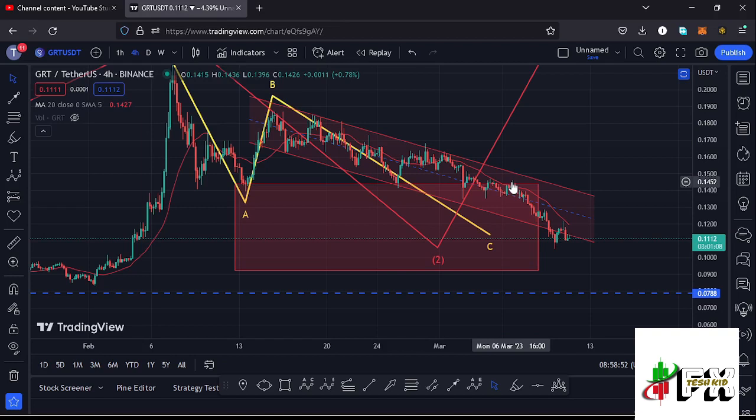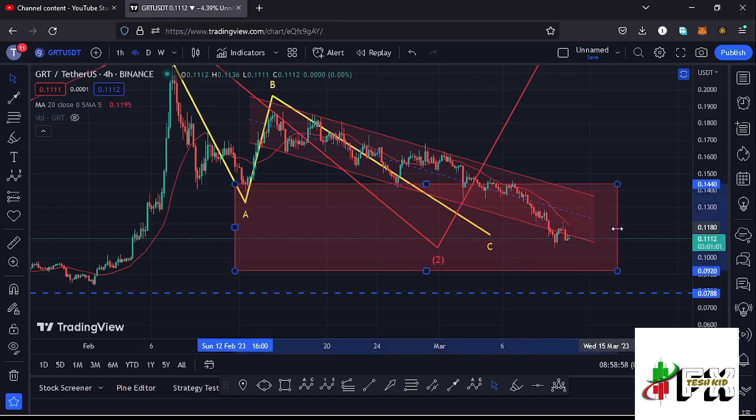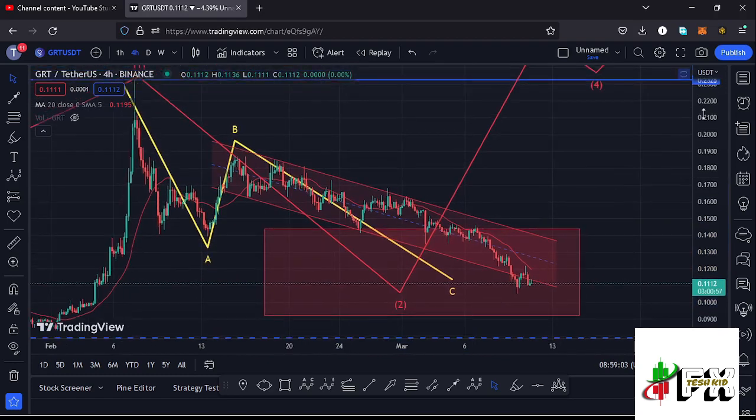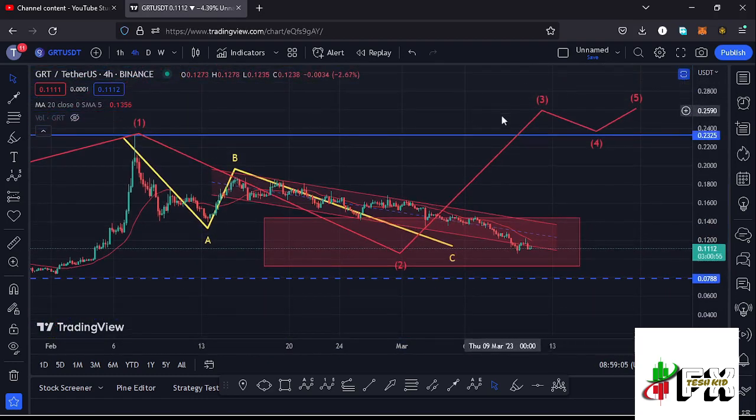which lies between the $0.1452 mark and the $0.0928 mark, and it is within this red target area down here that I'm expecting to see a reversal to the upper side in the start of an impulsive wave to the upper side in the formation of this wave 3.